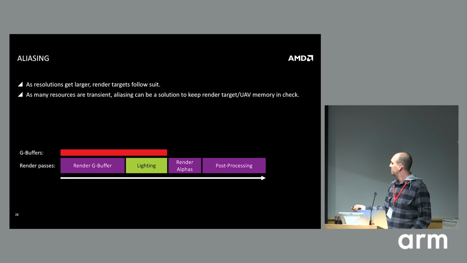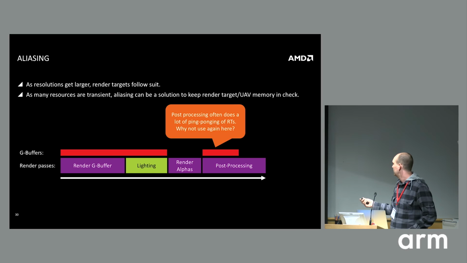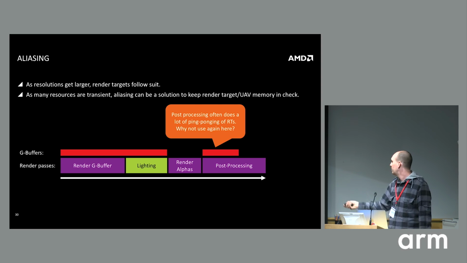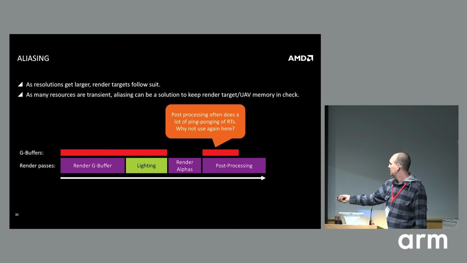Typically, by the end of the lighting pass, the gbuffers are sat around doing not very much. So why not reuse the memory for those resources later in the frame? That can save you a bunch of memory. For a 4K game that's got several gbuffers, that's tens of megabytes just sat doing nothing at this point in the frame. So you can use this for more transient resources.